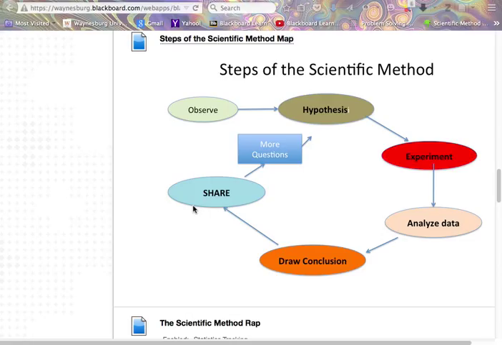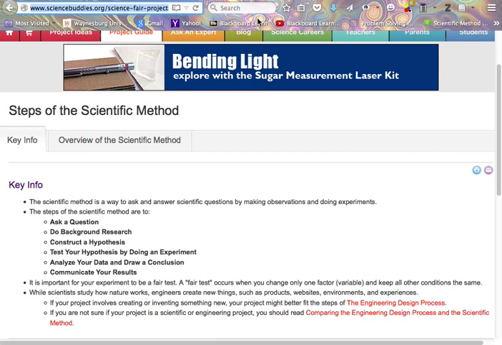Once you've drawn conclusions and completed all of the steps of the scientific method, we share our results. By sharing our results, scientists can advance the status of science throughout the world and have exciting discoveries made public. Sometimes, and in most cases, our science experiments create more questions, and then we start the whole cycle again. Now let's go look at the Science Buddies website.